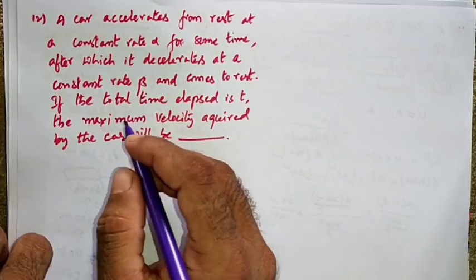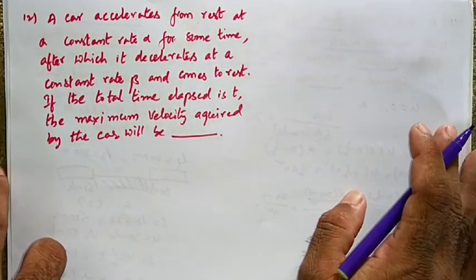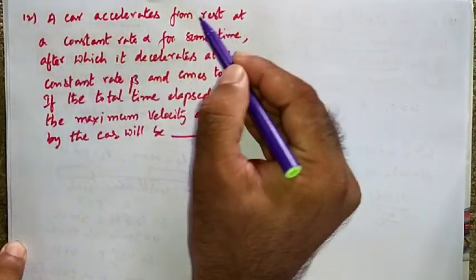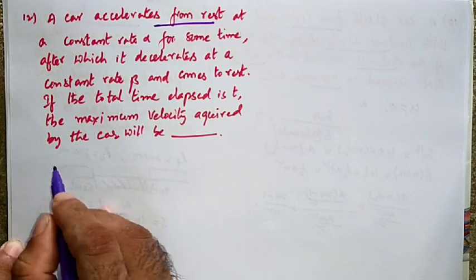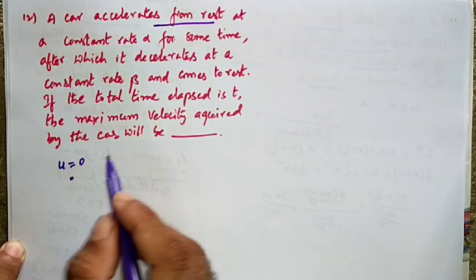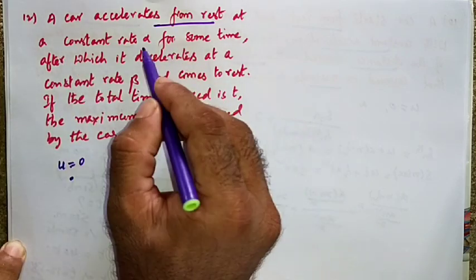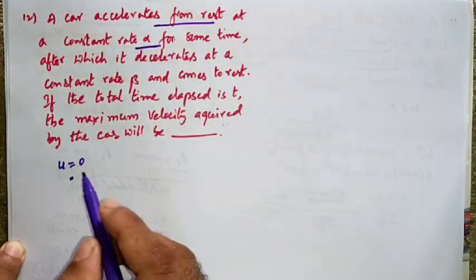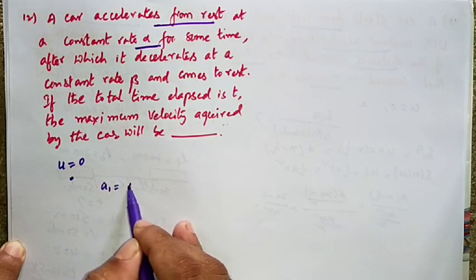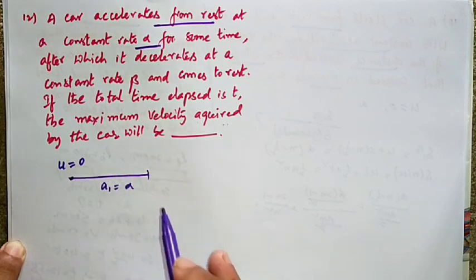Yes, see this question. This is a very important one. Many times in many different competitive examinations, it was asked. So, a car accelerates from rest. Its initial velocity is 0. It is accelerating at a constant rate alpha for some time. What is its acceleration? Let us take a1 as alpha for some time.